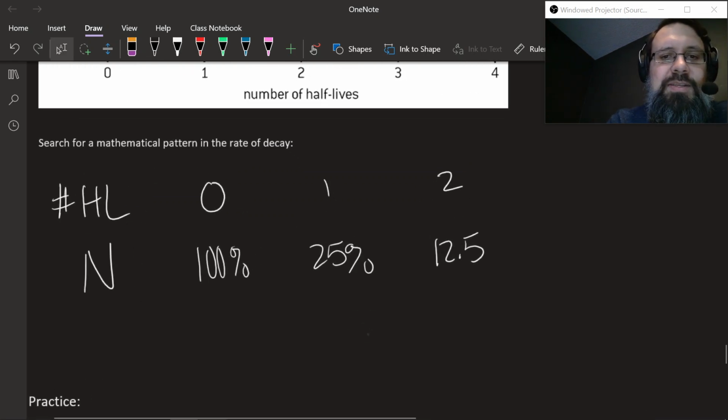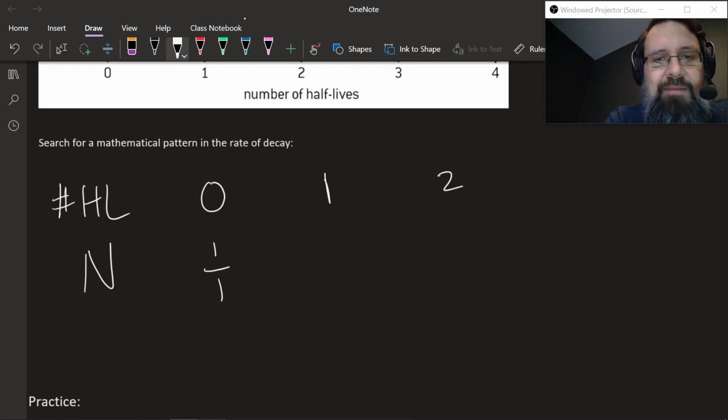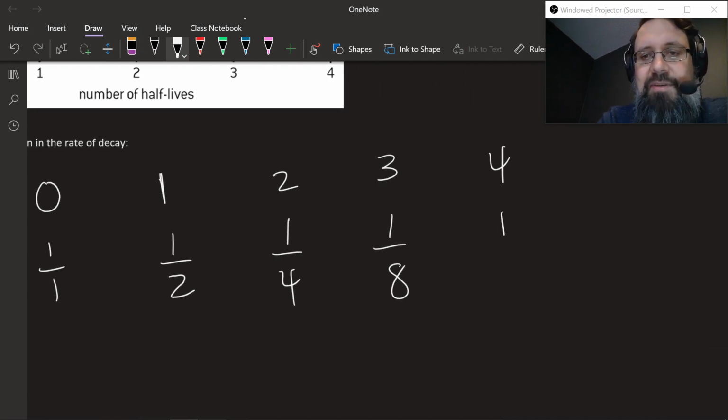But you know what I'll do, instead of writing these as percentages, I'll write them as fractions. So here we have 1 out of 1. After 1 half-life passes, you have half. After 2 half-lives pass, you have a fourth. After 3 half-lives pass, you have an eighth. After 4 half-lives pass, you have a 16th.